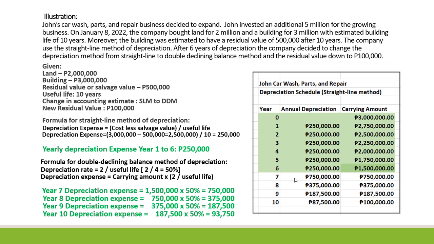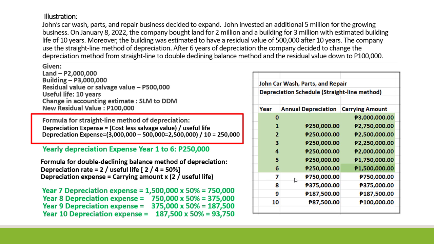Given: land 2 million pesos, building 3 million pesos, residual value or salvage value 500,000 pesos, useful life 10 years. Change in accounting estimates, straight line method to double declining method, new residual value 100,000 pesos. Formula for straight-line method of depreciation. Depreciation expense equals cost less salvage value divided by useful life. Depreciation expense equals 3 million minus 500,000 pesos equals 2,500,000 pesos divided by 10 equals 250,000 pesos.